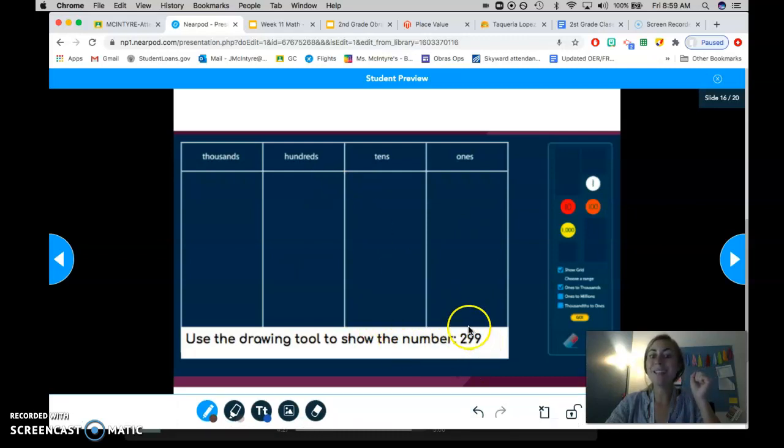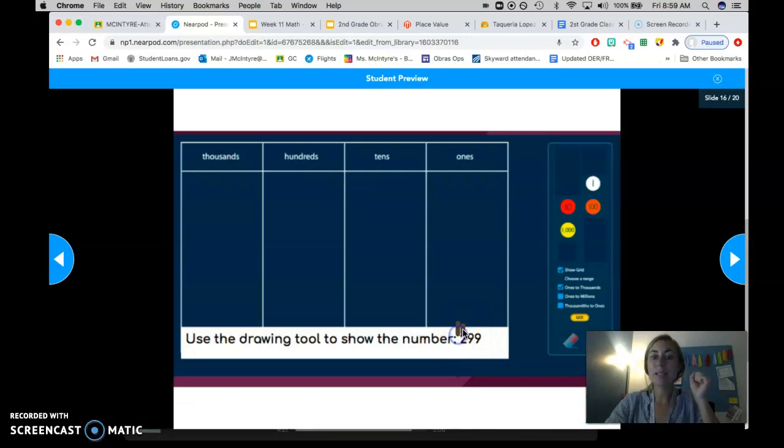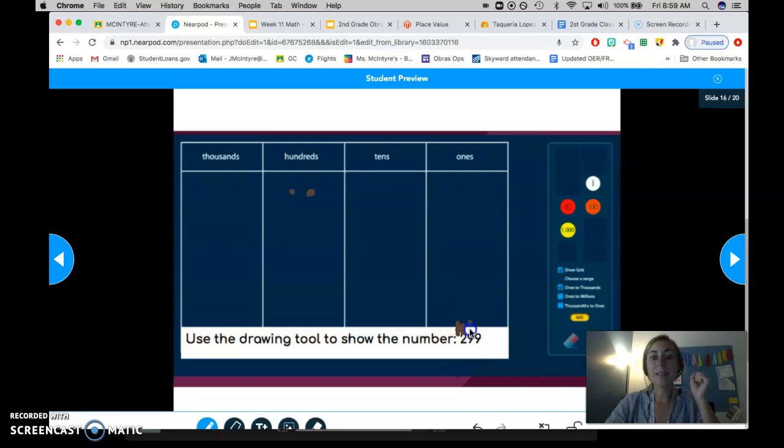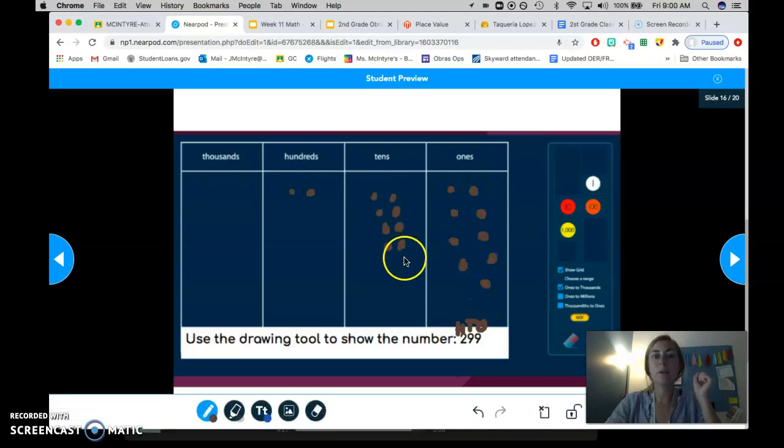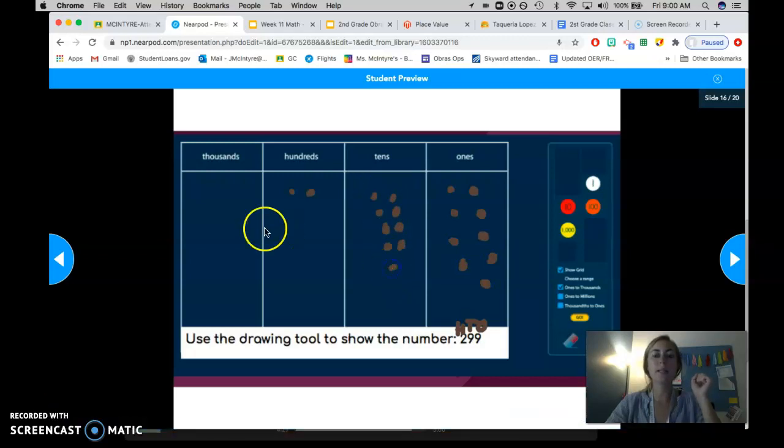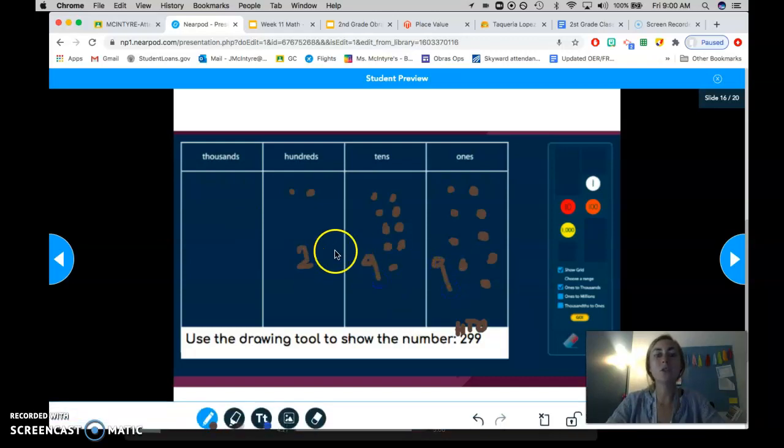So 299. In my hundreds place, I see a 2. Doesn't matter the color, so I'm going to put 2 dots in the hundreds place. In my tens place, I have a 9. Oopsie daisies. So I'm going to put 9 dots in the tens place. 3 dots, 4 tens, 5 tens, 6 tens, 9 tens. In my ones place, I also have a 9, so I'm going to put 9 dots in the ones place. 6, 7, 8, 9. Oops, I needed one more here to make my tens. So now I have 2 hundreds, 9 tens, and 9 ones, which makes 299.